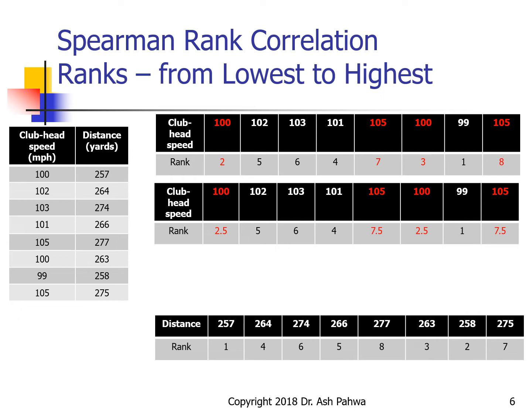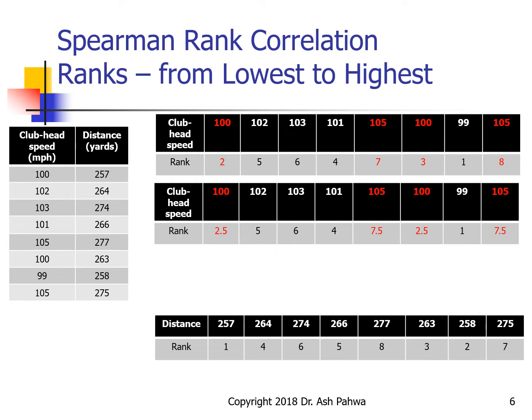Now, which is the lowest number in this case? It is 99. So 99 will get rank 1. Which is rank number 2? It is 100. Now 100 is appearing in two places, so we give 2 and 3 ranks to both the numbers.